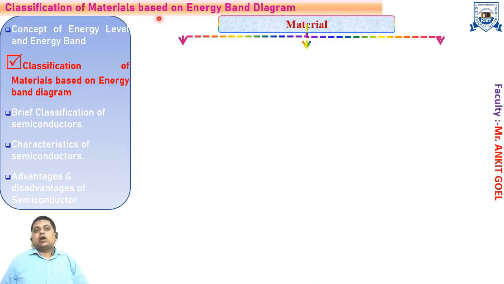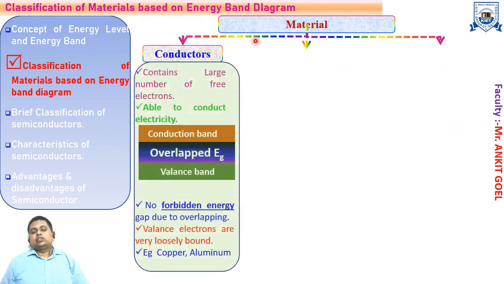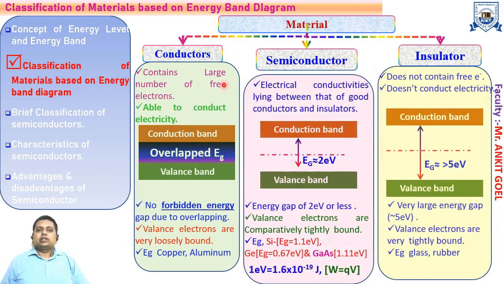So let's understand how the materials or solids are classified based on the energy band. We have three major classifications of materials: conductor, insulator, and semiconductor. In conductors, the conduction band and the valence band are overlapped, and they are highly conductive to electricity and have a very large number of free electrons.